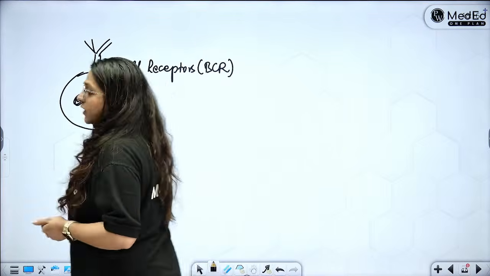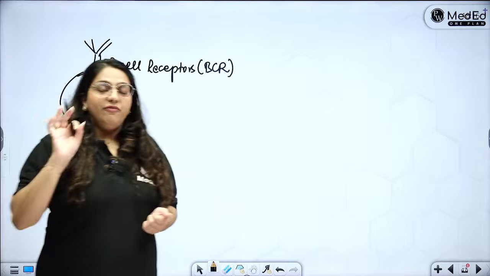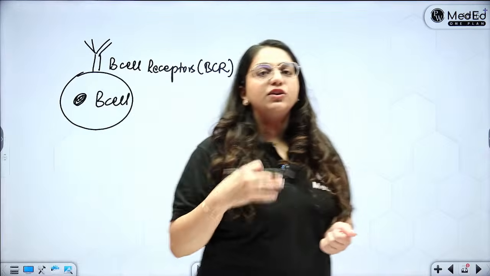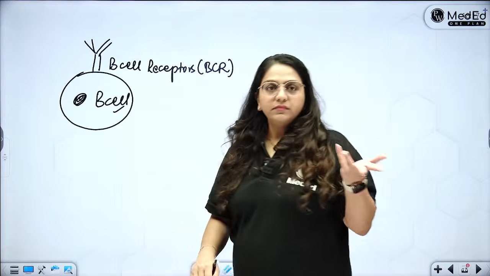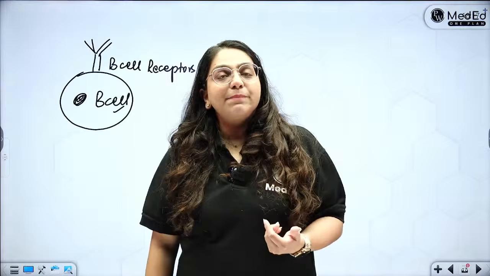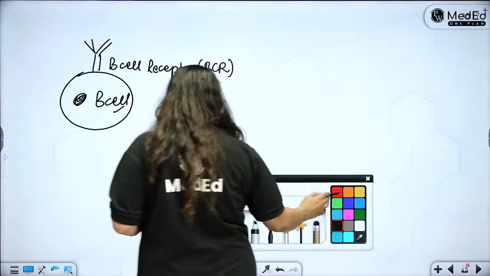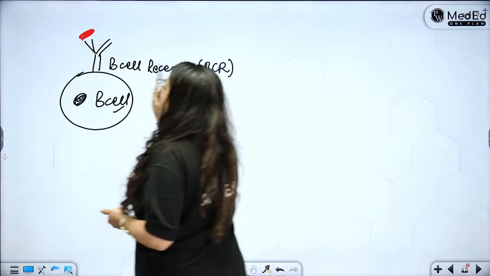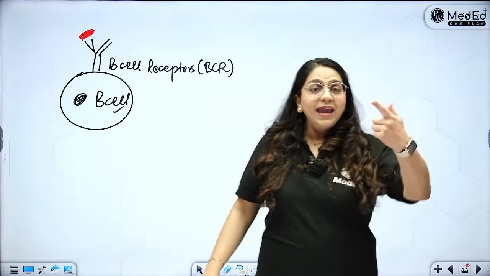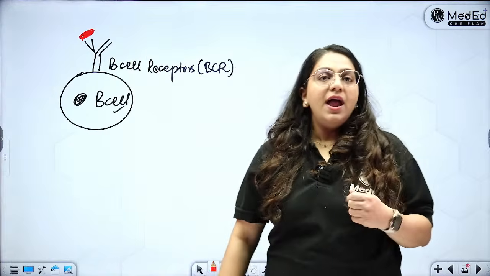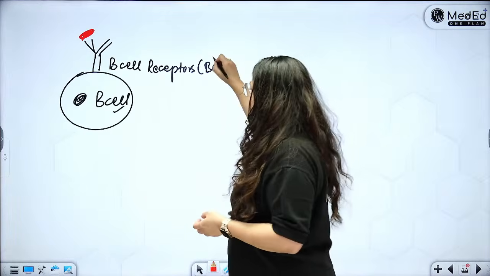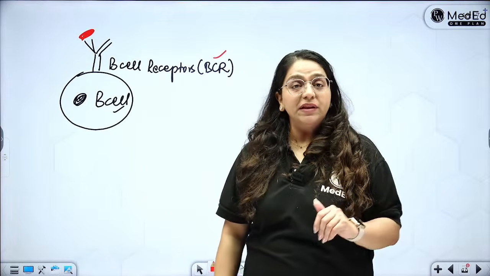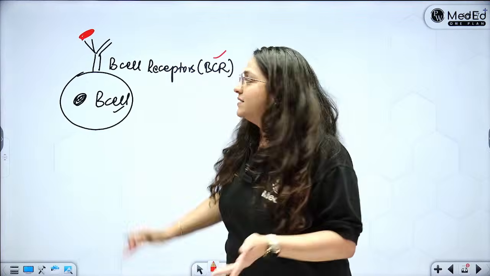This is a marker of this cell. Whenever a B cell receptor is present on a cell, then I will say that this is a B cell. This is also a receptor to which an antigen is going to come and bind. So there are dual roles of the B cell receptor. A, it will identify the antigen, and B, whenever I look at a cell and I see that the cell has a B cell receptor, then I know that this is a B cell.